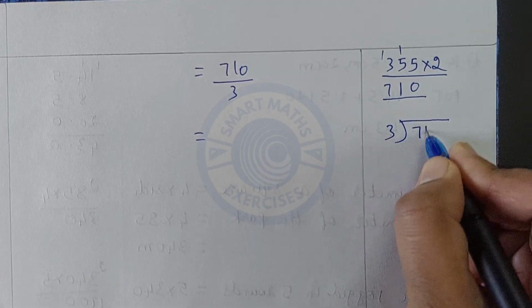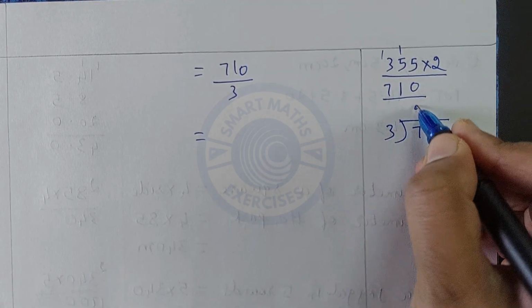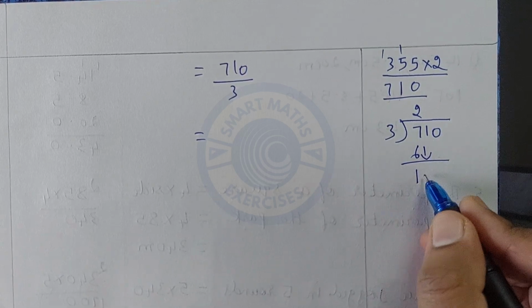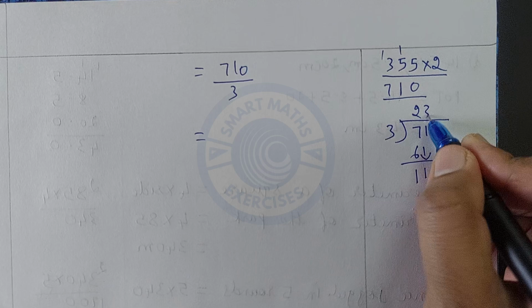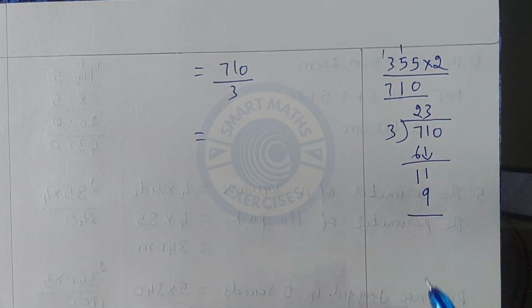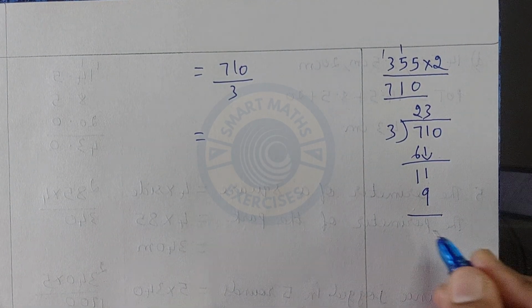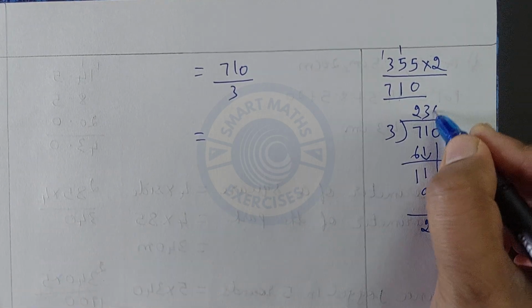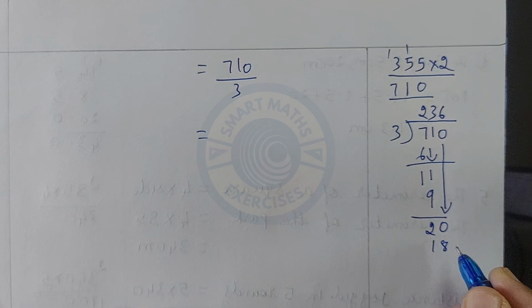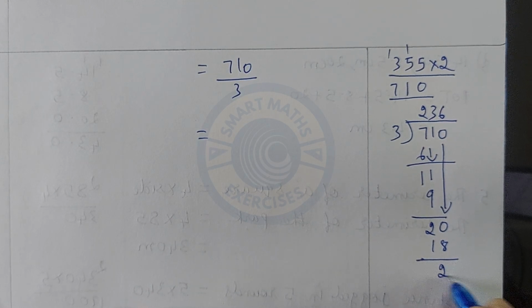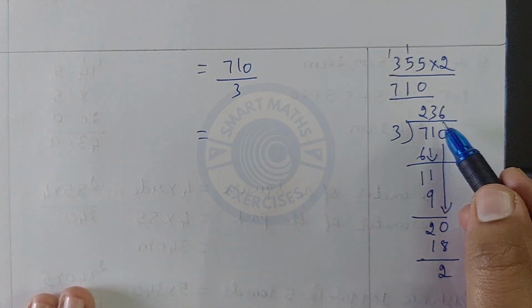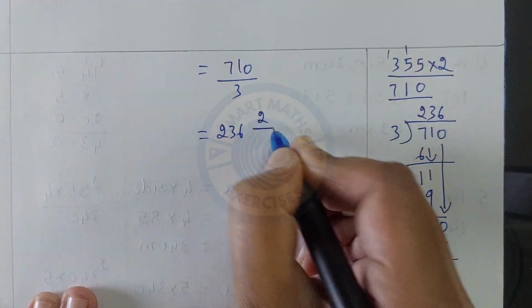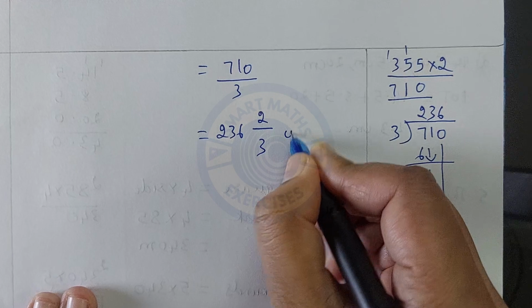Now divide this. 3 outside, 710 inside. 3 2s are 6. 7 minus 6 is 1. Bring down 1. 3 3s are 9. 11 minus 9 is 2. Bring down 0. 3 6 are 18. 20 minus 18 is 2. So make it into mixed fraction. 236 2 by 3 yards.